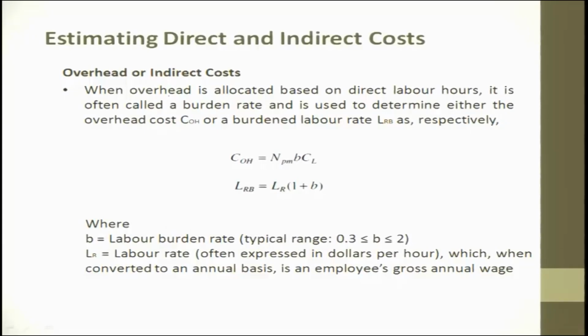When overhead is allocated based on the direct labor cost, it is often called the burden rate, and is used to determine either the overhead cost COH or the burdened labor rate LRB, where COH is equal to N times NPM into B into CL, and LRB is nothing but the burdened rate. COH is the overhead cost, N is the number, B is the labor burden rate, which always takes a value between 0.3 and 2, and LR is the labor rate, which is 1 plus B, often expressed in dollars per hour, which when converted to an annual basis is the employment gross average basis.